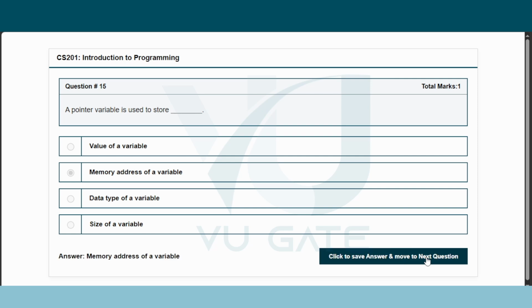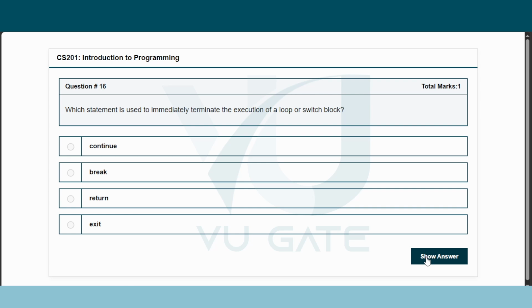Let's move to question 16. Which statement is used to immediately terminate the execution of a loop or switch block? The correct answer is break. Now for question 17. Which statement is used to skip the current iteration and move to the next iteration of a loop? The correct answer is continue.